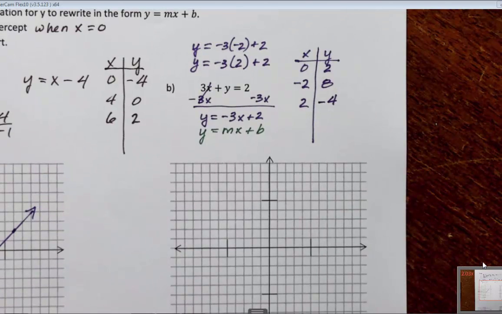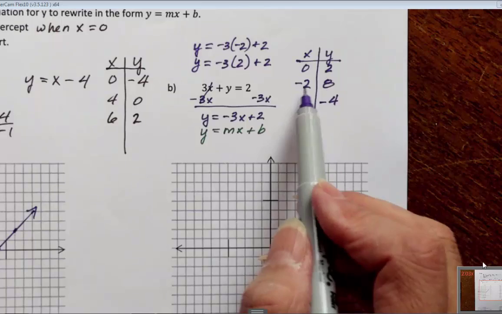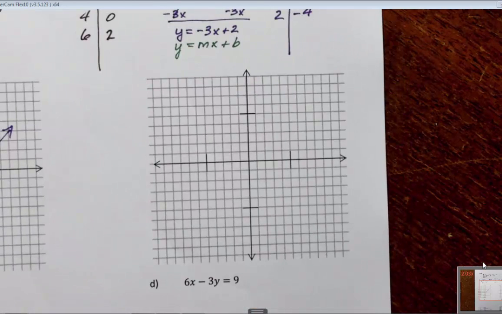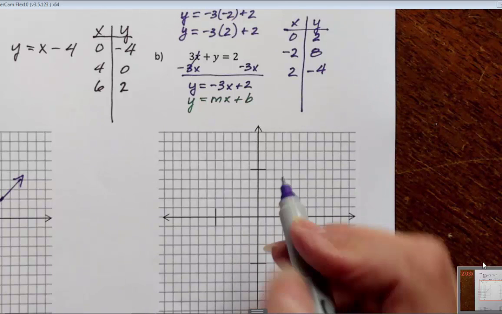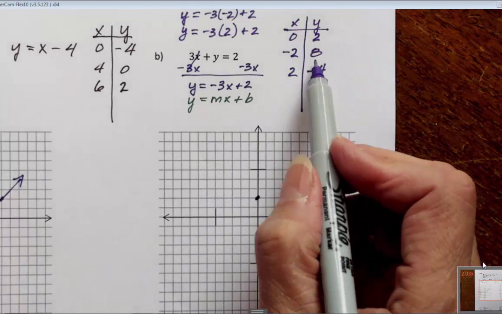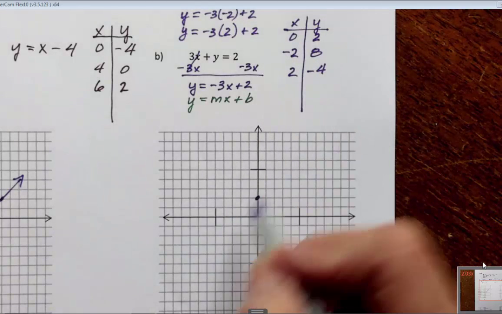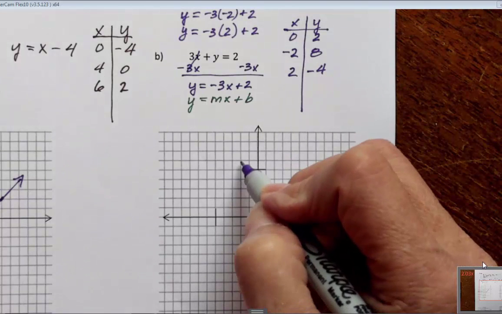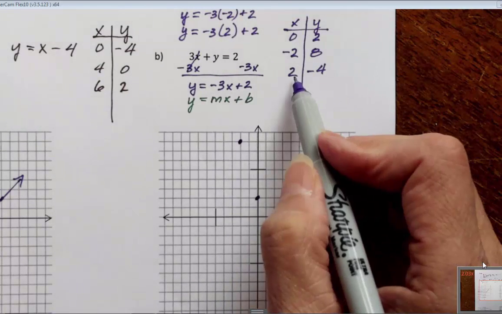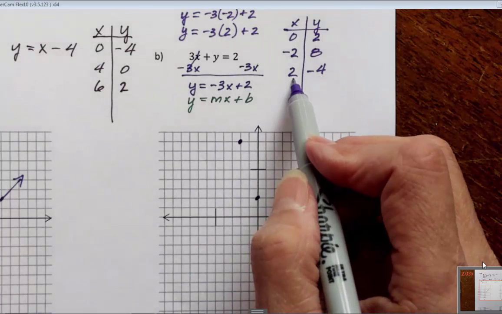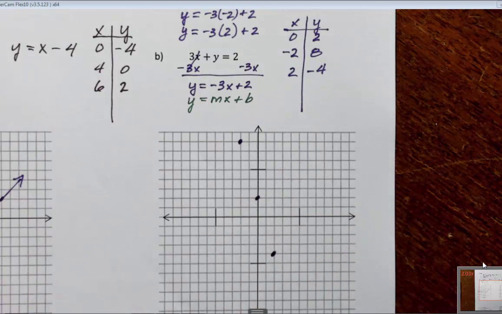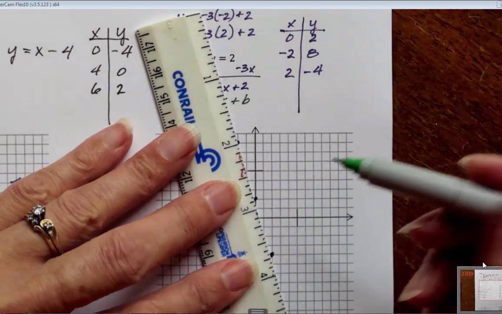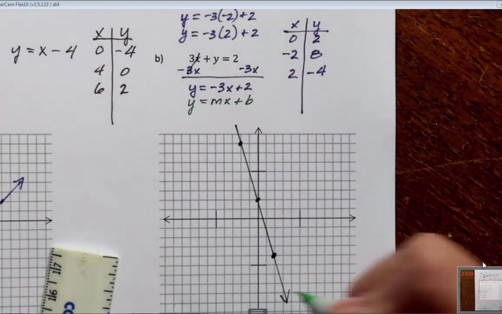Then I'm going to go ahead and graph these points, the point 0, 2, negative 2, 8, and 2, negative 4. So graphing those points, 0, 2 means I'm going to go 0 in the x direction, 2 in the y direction. Negative 2, 8, I'm going to go to the left in the x direction, I'm going to go up 8 in the y direction. 2, negative 4, I'm going to go 2 to the right, down 4 at the same time. And if you've plotted your points and figured them out correctly, they should all line up into a nice straight line. You want to use the straight edge to connect all your points, and there's your line.